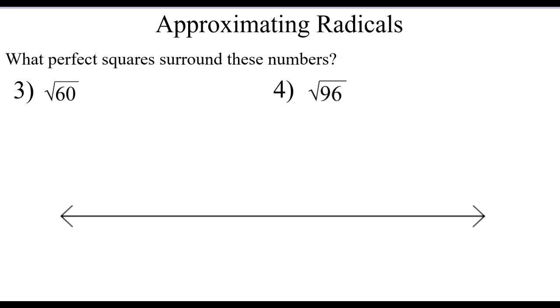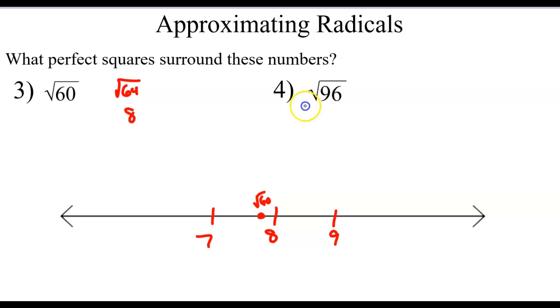All right. What perfect squares surround these numbers? Like the square root of 64. The square root of 64 is 8. So the square root of a number a little less than 64 is going to be a little less than 8. If this is 8 on a number line, here's 7, here's 9, the square root of 60 would be right here, just smaller than 8. Why? Because the square root of 49 is 7.